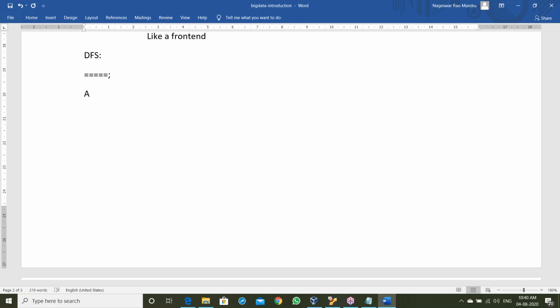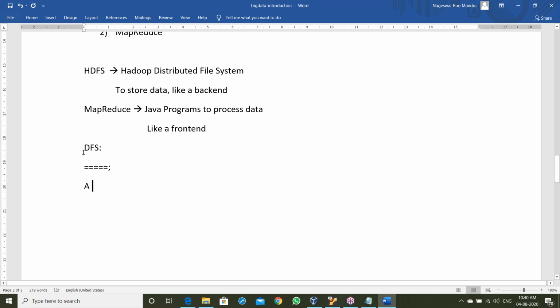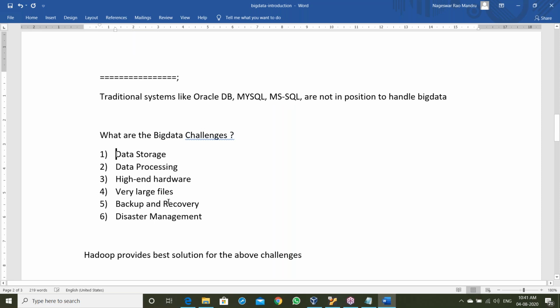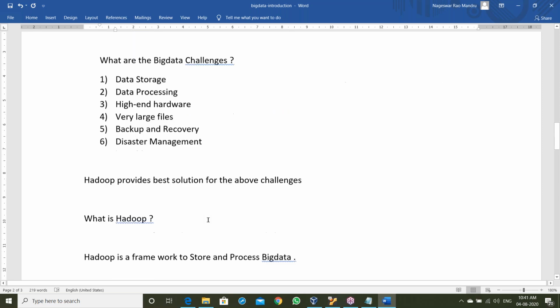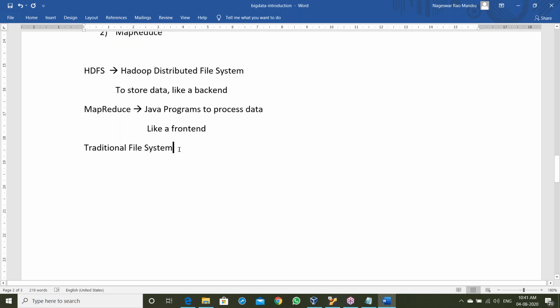Before this distributed file system, first let us see about traditional file systems. Let us see all the challenges, traditional systems versus Hadoop. Traditional file system versus Hadoop file system, HDFS. First, let us see about the traditional file system.